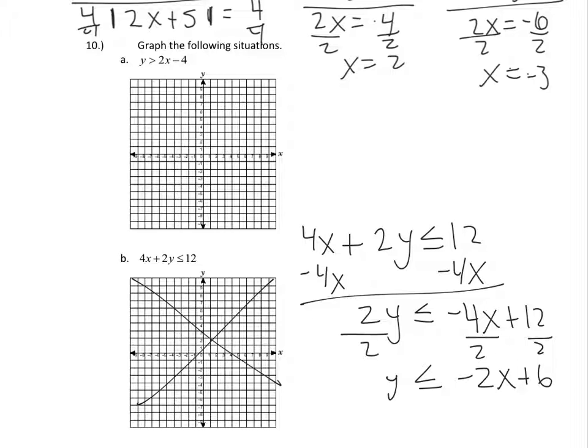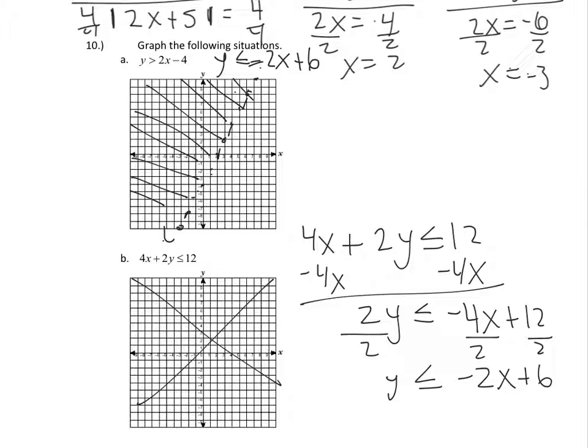That's what I'm going to ask you to do on your test, so you might as well just do it now. I have negative 2x plus 6. So the first one I'm going to start at negative 4. I'm going to go up 2 over 1, up 2 over 1, 2 over 1. And it's a dashed line. It's really hard to do on here. It's greater than, so I'm going to draw above the line.